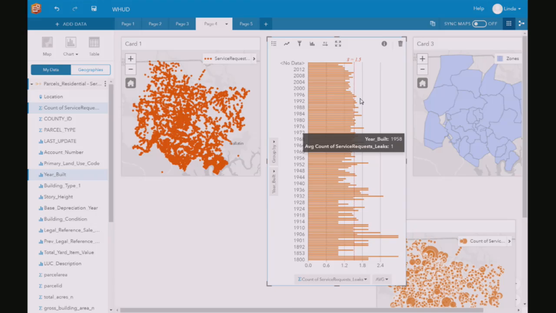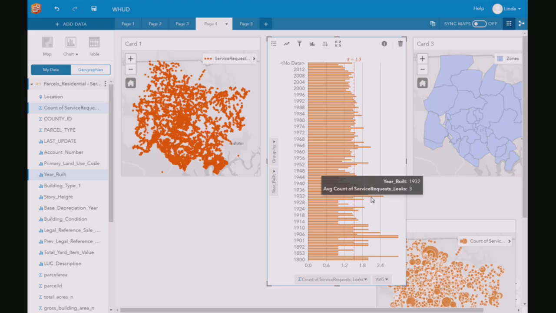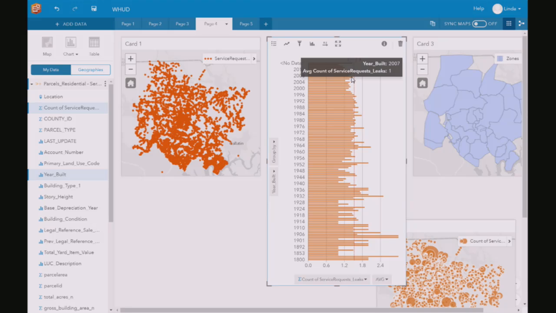We're actually seeing that the older houses, as we would expect, are on average making more phone calls about leaks within their house. That's exactly what we'd expect. We're not seeing any pattern in the modern houses. In fact, if anything, they've gone down a bit. Maybe we see a couple of years when they've come up a bit. But that's telling us what we'd expect.